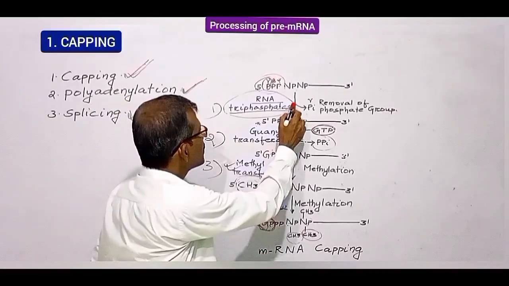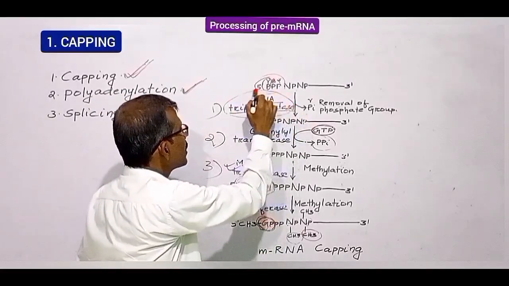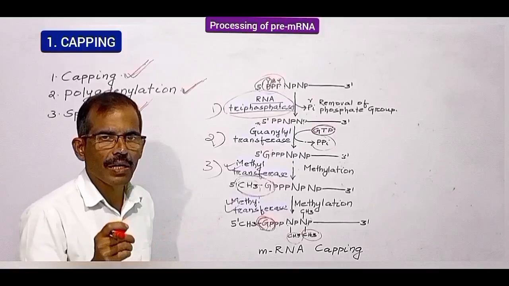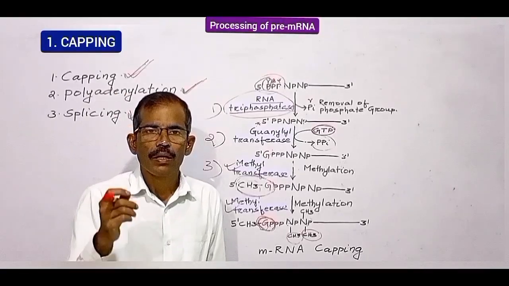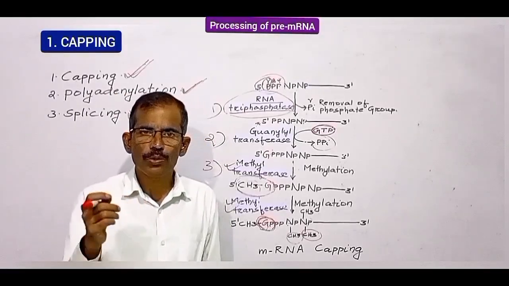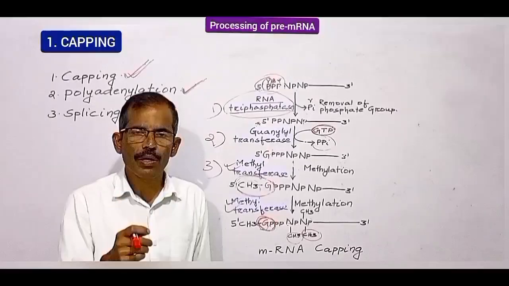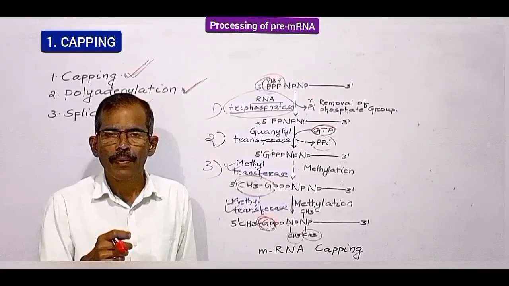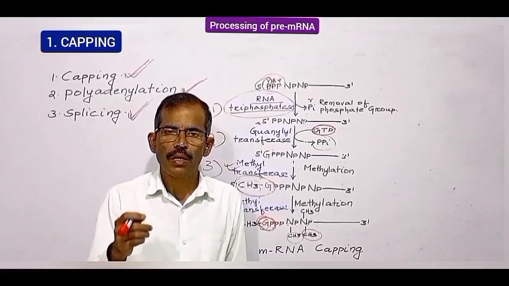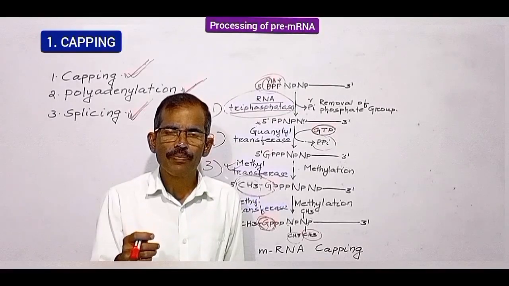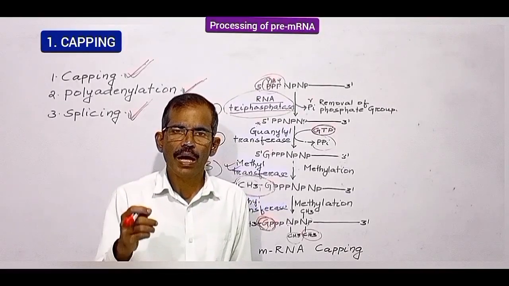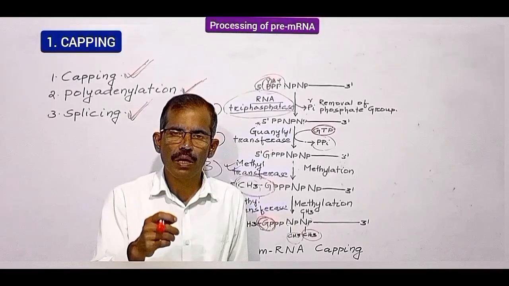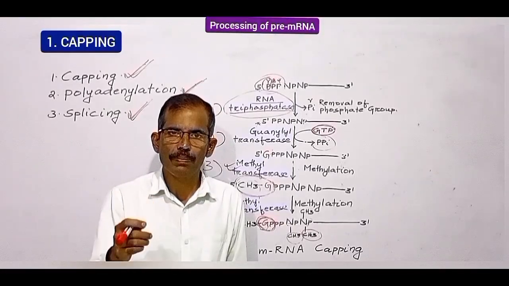The initial enzyme in this pathway is associated with RNA polymerase II. Neither RNA polymerase I nor RNA polymerase III is associated with this enzyme. As a result, ribosomal RNA, transfer RNA, and some small nuclear RNAs are never capped.